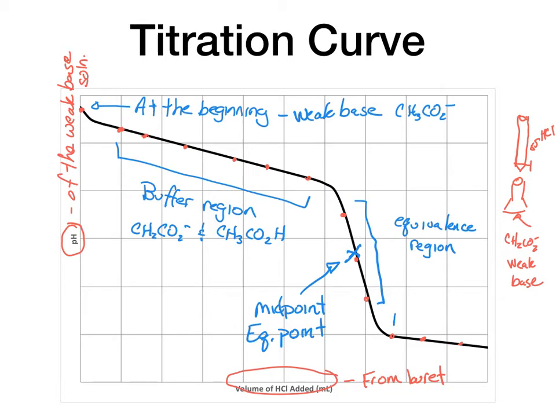And then beyond our equivalence region, this is when we have strong acid in solution. At this point, we have excess HCl, and so the HCl is controlling the pH. And remember, at the equivalence point, this is when all of our weak base has been turned into conjugate acid. So at the equivalence point, the pH is controlled by the weak acid.